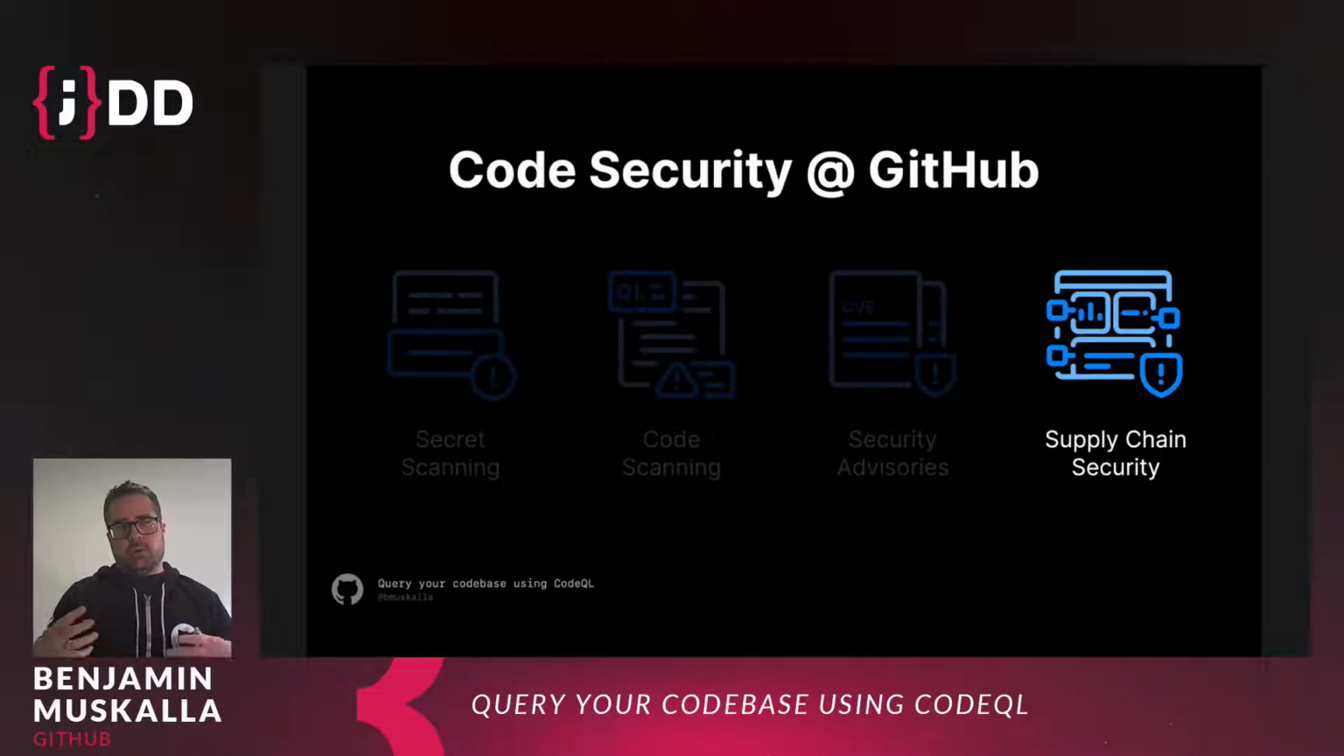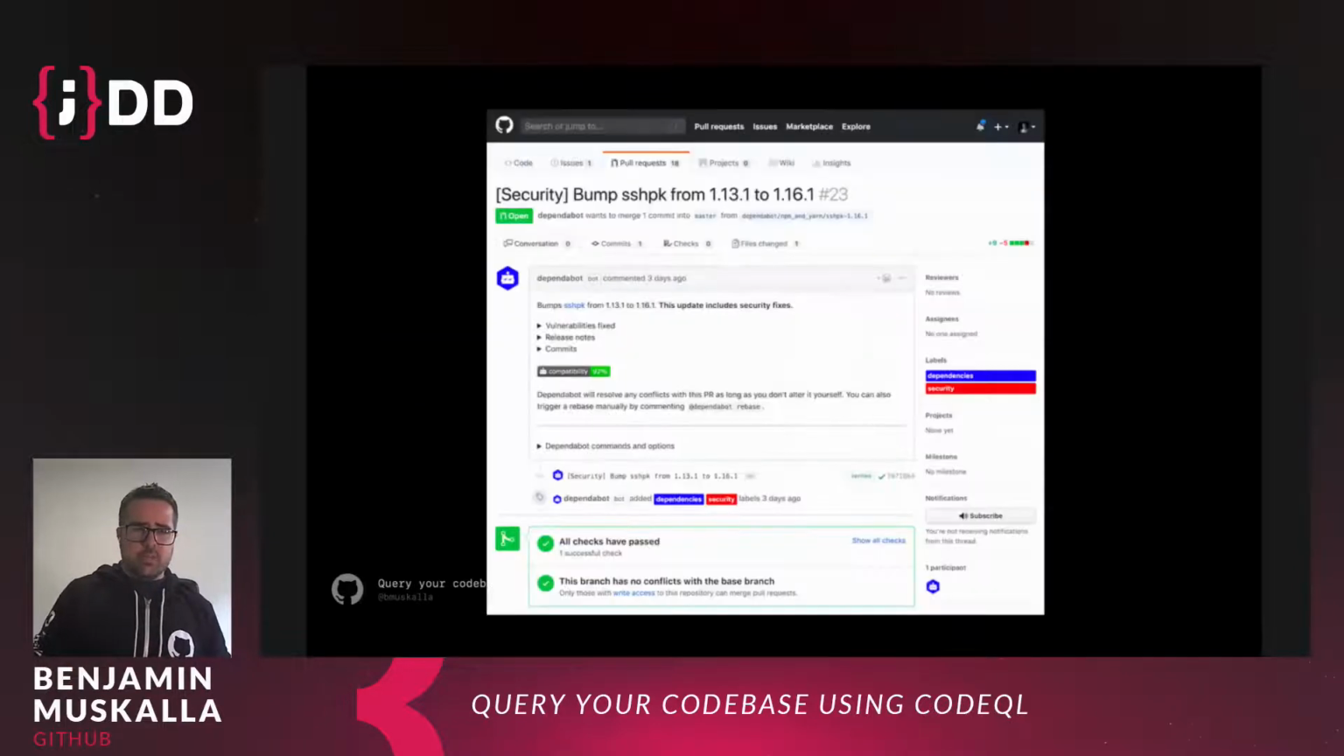When you talk about security, it's on very different scales. You go from the one line API token that you leaked, over to scanning your code, over to the whole supply chain. How is everything built together? How are all the dependencies managed? And so, for example, I think a lot of you might have seen this already.